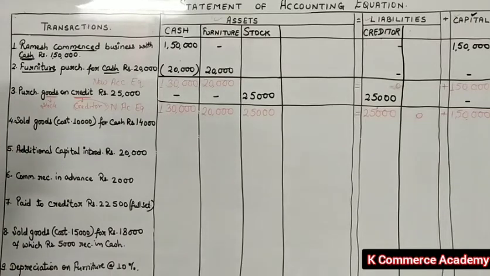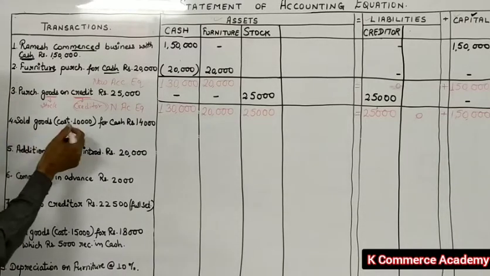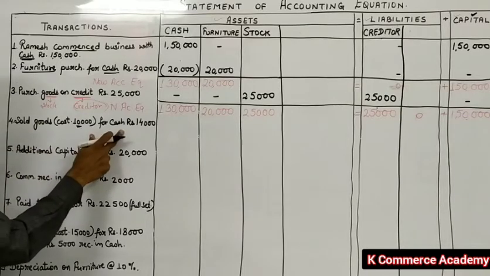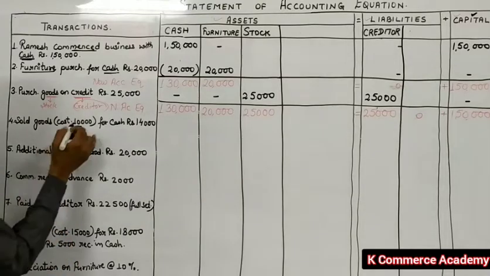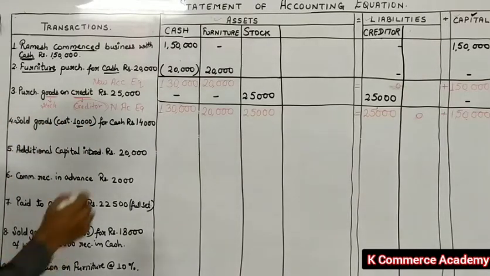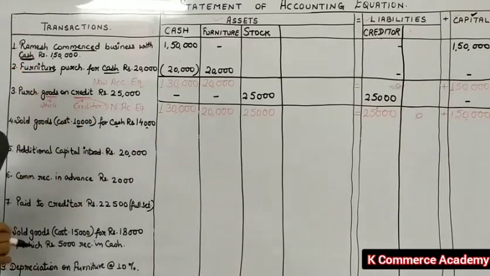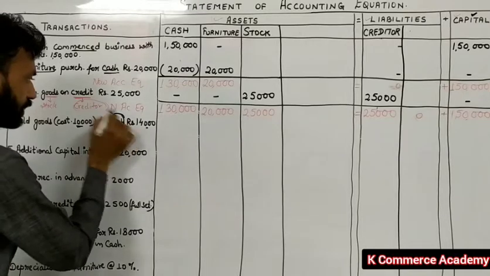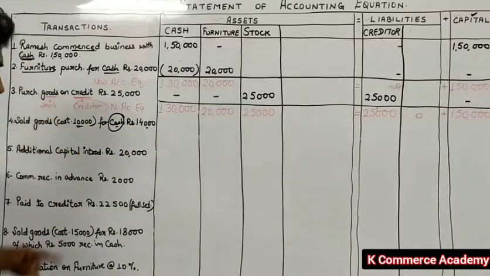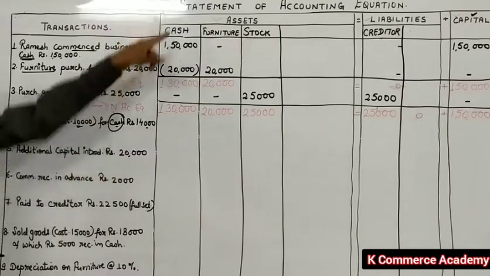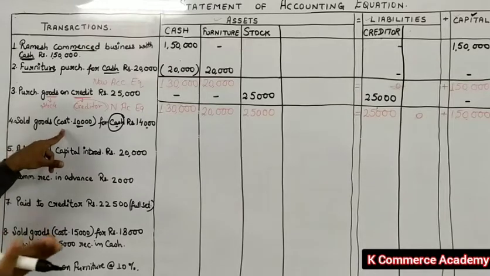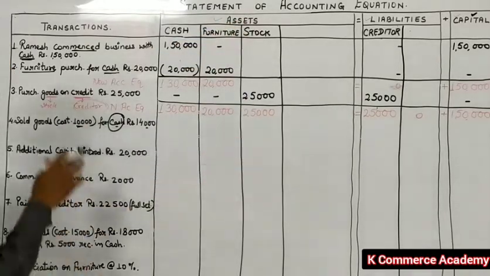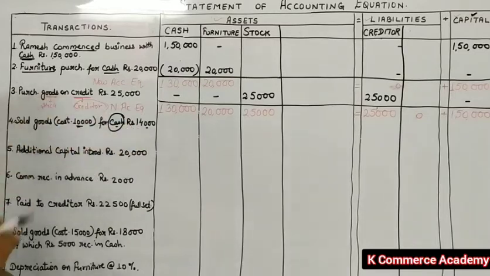Moving to the fourth transaction: sold goods costing rupees 10,000 for cash rupees 14,000. You have sold goods and the goods had a cost of rupees 10,000, but they have been sold for rupees 14,000. What will be the accounting treatment of this? First of all, the cash account will be affected in this transaction. Cash will come into the business. We do have a cash column. Stock, sold goods, so stock will go out of the business. We do have the stock column also.